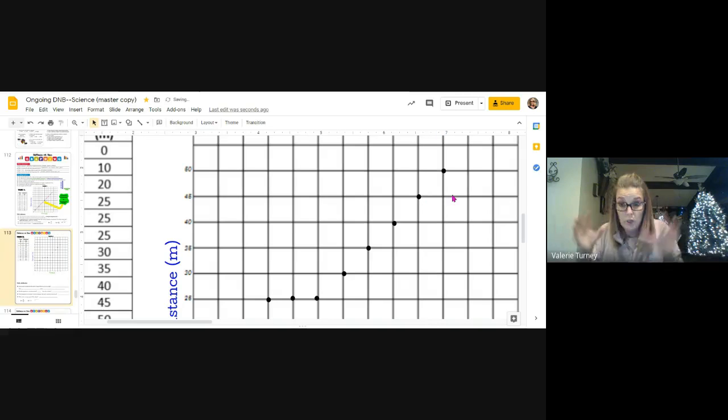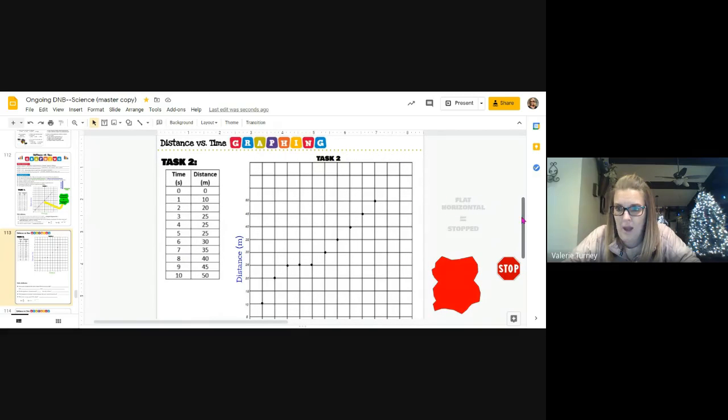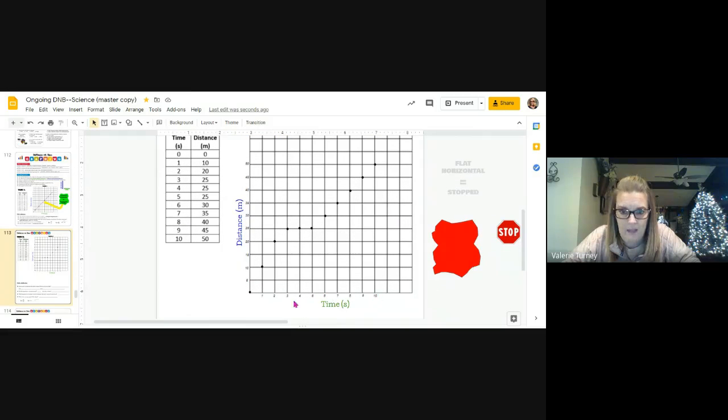Now, I'm zoomed way in so that you can see it better, okay? But let me zoom out and just make sure that I followed it correctly. There's the 10 seconds right here, 10 seconds at 50 meters. Yes, it is. All right, now that looks quite different, doesn't it? That looks very different from what you saw earlier.